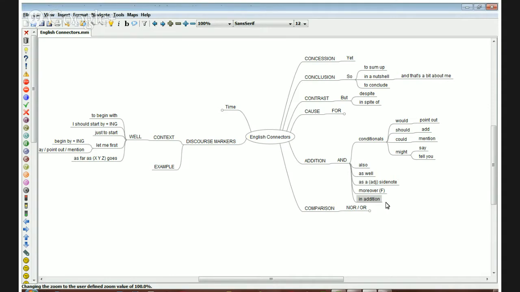Oh, sorry. I don't know why you can't see the top of the map, Carmen, but I'll try. Let me see if I can scroll down.